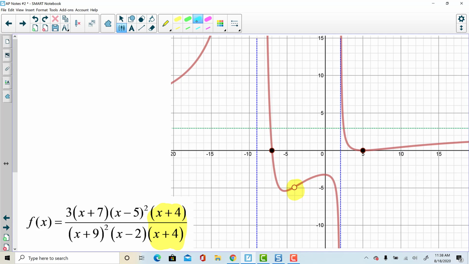Now, one of the first things I want to do is put the asymptotes. So the vertical asymptote is whatever is going to make the bottom 0.